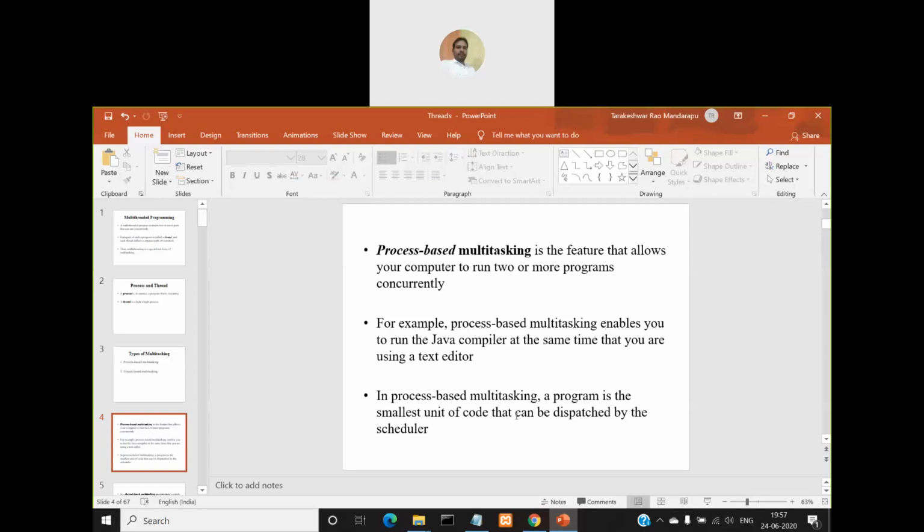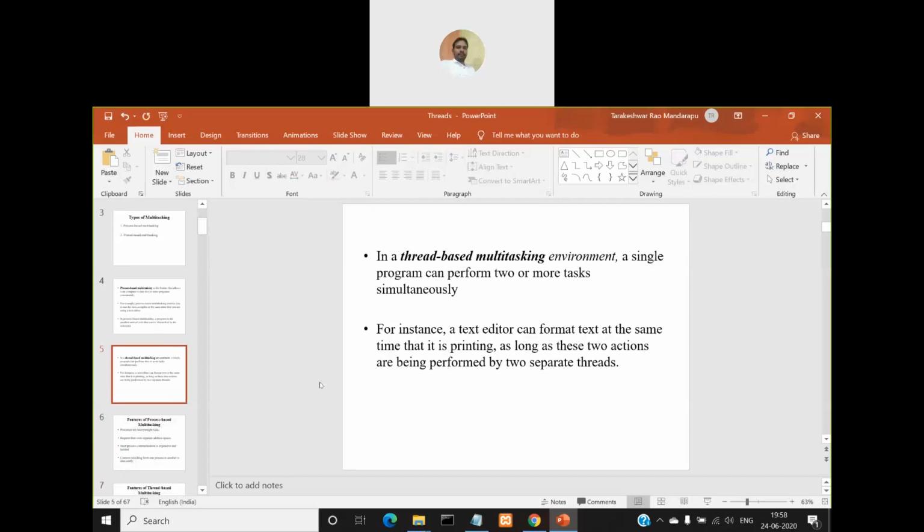For example, it may require some input from an input device. Until the process gets that input, it cannot go ahead with further execution of its instructions, so it has to be suspended temporarily, and a chance is given to another process which is waiting in the queue. That means switching will take place between two processes by the CPU. So this is how process-based multitasking works: switching happens between multiple processes.